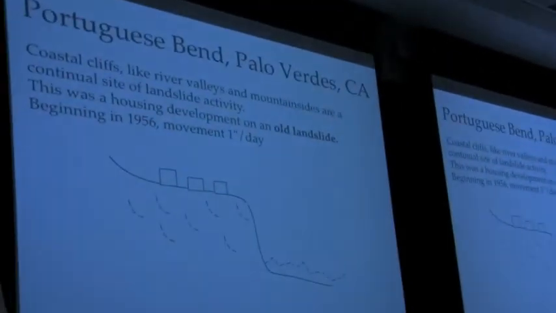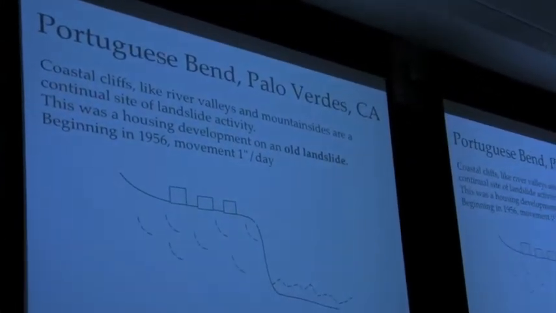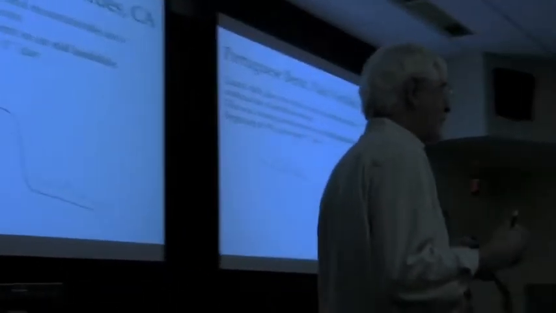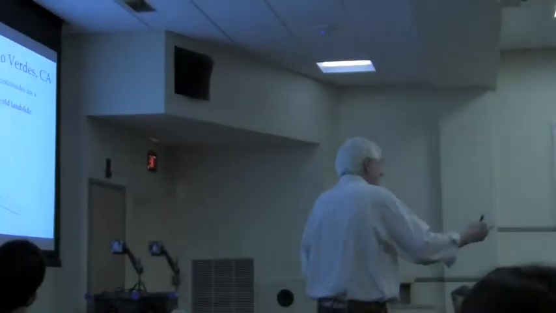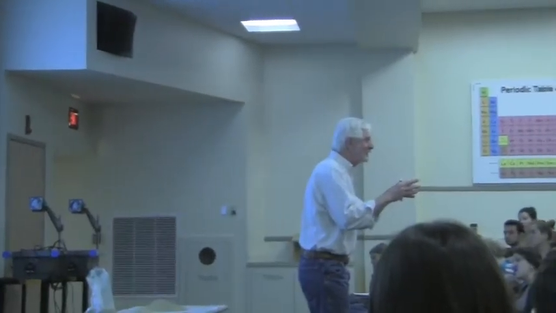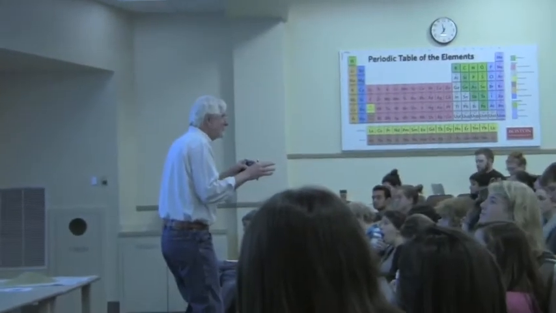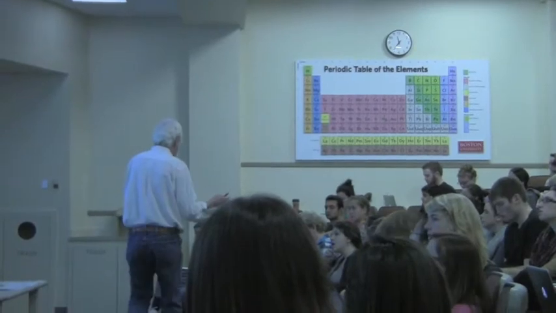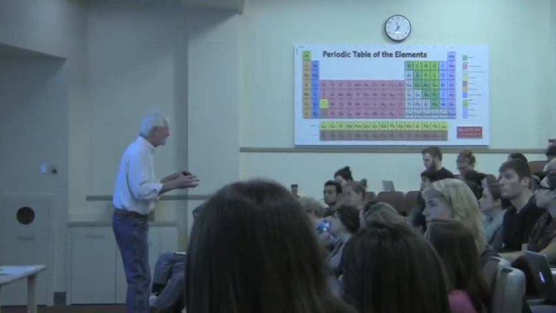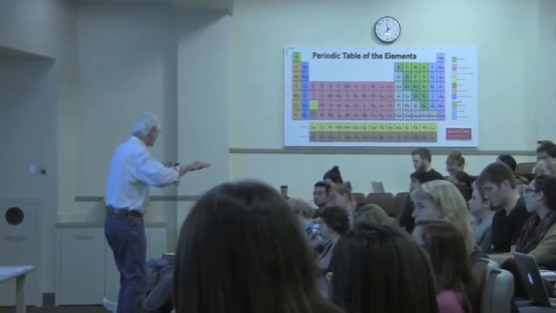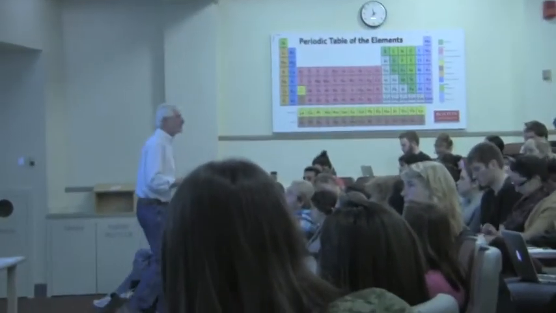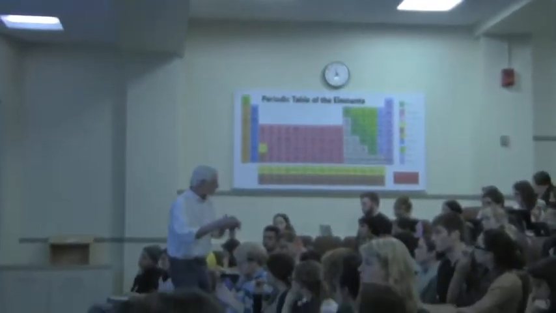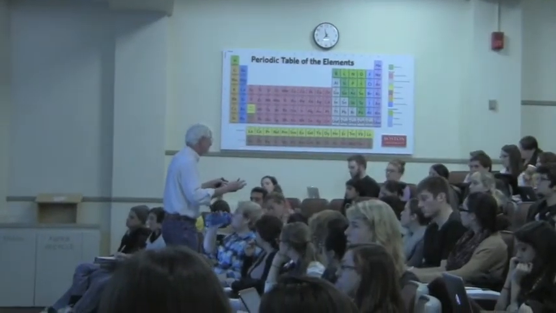Okay. Let me take you to another place. Portuguese Bend is famous. It's a landslide. And this is a Poltergeist story. Poltergeist, you remember that movie? What did they do wrong? They put a housing development on an old cemetery. And they were supposed to remove the graves, but all they removed were the gravestones.